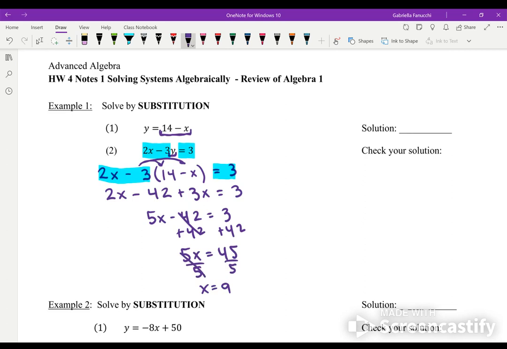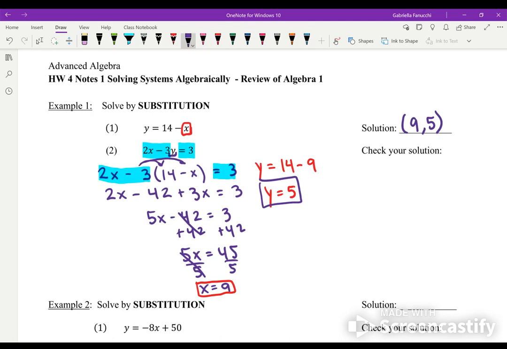The next part is, now that we know x is equal to 9, we're going to plug it back into one of the two equations. Again, always try to go with the easiest one, which is this one. So we're plugging that x right here. y is equal to 14 minus x, and x is equal to 9, so y is equal to 14 minus 9, which is 5. So we have the two things that we need, an x and a y. The solution to this is 9, 5.